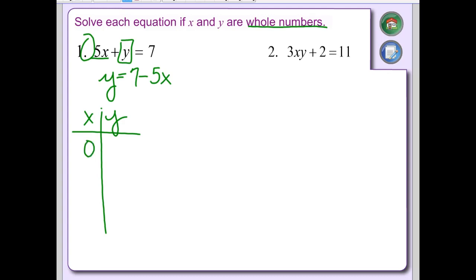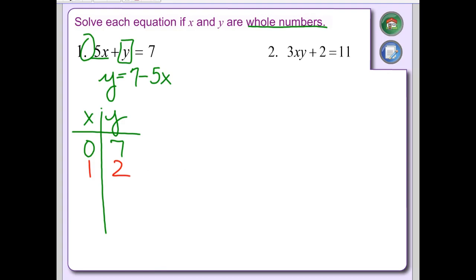0. So if I plug in a 0 up here, we're going to end up with 7 minus 0, which means it's 7. Everybody understand what I did? And again, both of those are whole numbers, so it is a whole number solution. What's my next whole number? Well, let's plug in a 1. What happens? If I plug in a 1, we've got 7 minus 5 times 1, which is 5, so my answer is 2. Both of those are whole numbers, so that is a whole number solution.